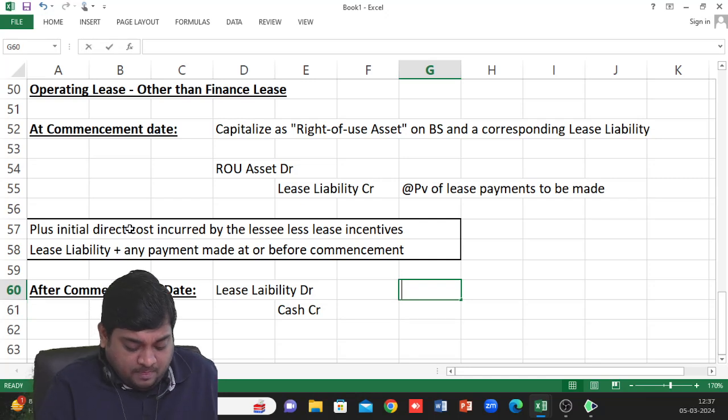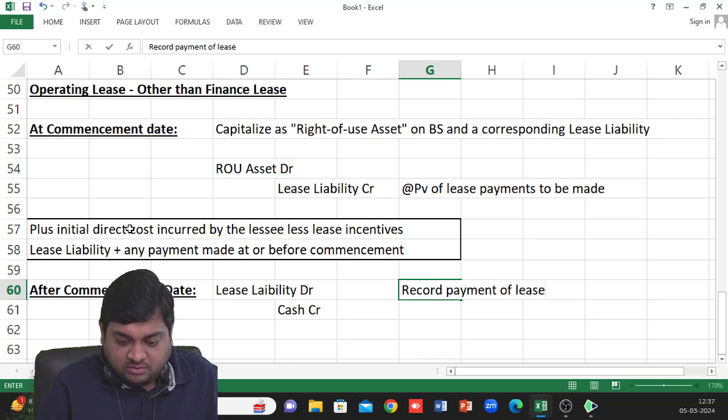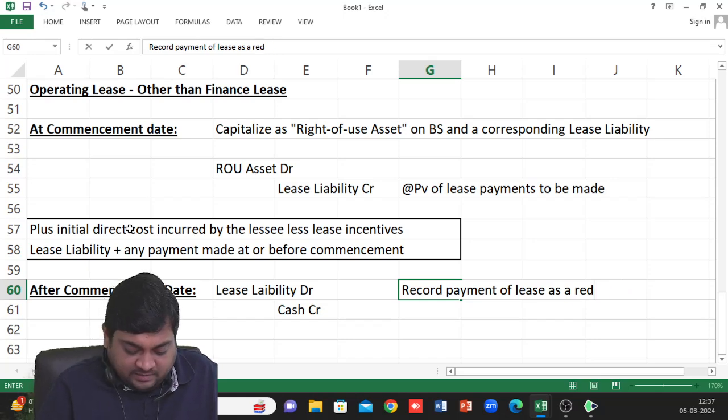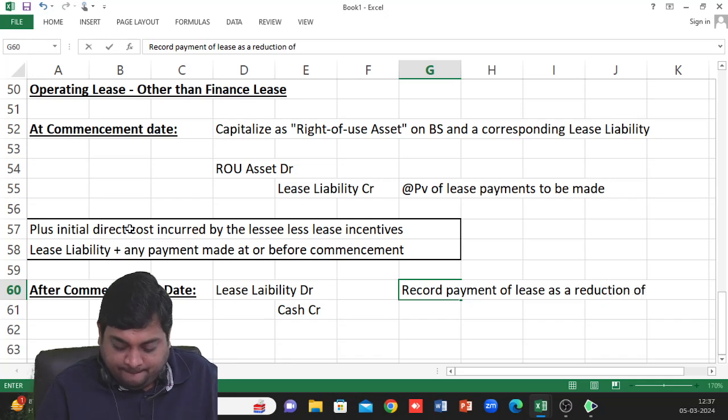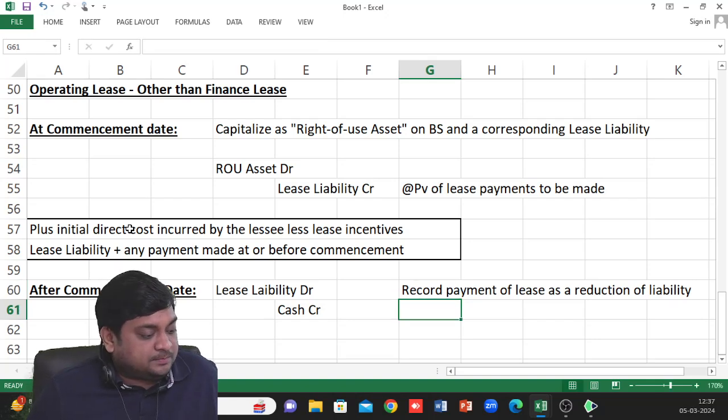Record payment of lease as a reduction of liability. Right?